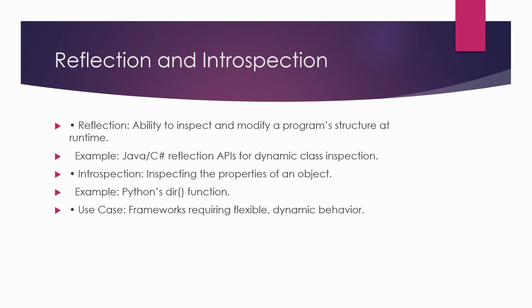Let's move on to reflection and introspection. Reflection is the ability of a program to inspect and modify its own structure at runtime. It allows developers to dynamically load classes, methods, and attributes. Introspection, a related concept, focuses on examining the properties of an object. For example, in Python, the dir function can be used to inspect an object's attributes and methods. These features are often used in frameworks that need to adjust their behavior dynamically based on the objects they are working with.